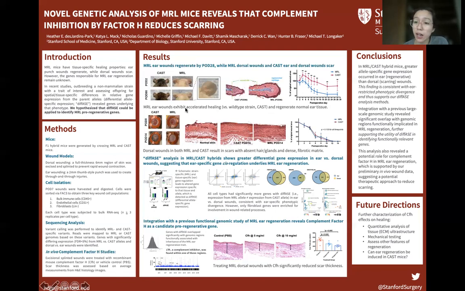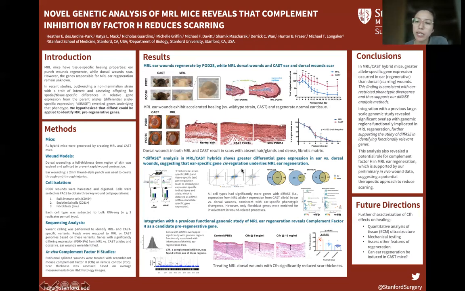In pretty striking contrast, dorsal wounds in both MRL and other typical wild type strains like cast form these very fibrotic scars. And you can tell these are visually very distinct from normal skin. They form these bare areas grossly, and then histologically, you can see that there are no hair follicles or glands that are seen in normal skin. These are not found in scars, and the scars have a much more dense collagenous matrix.